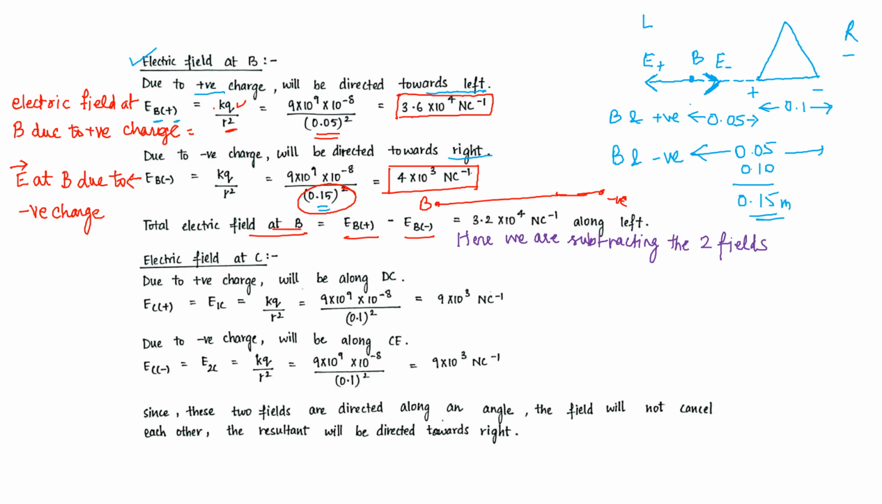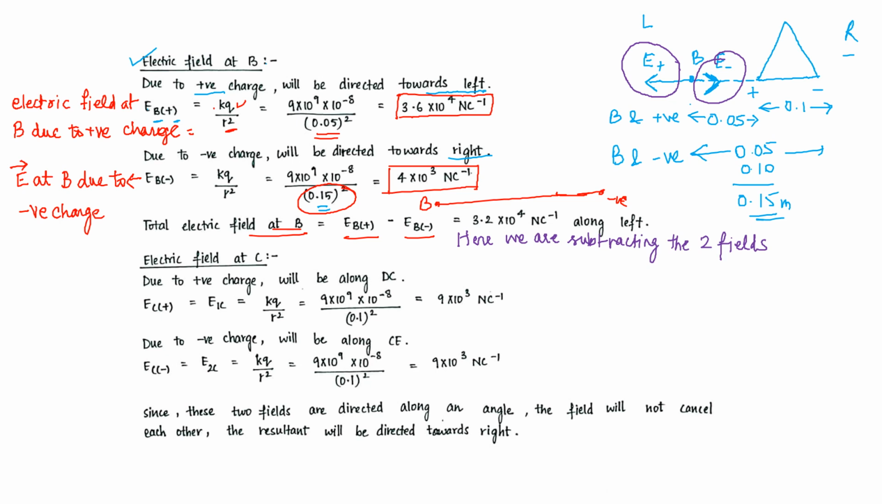Why in our second case we are subtracting? The answer is very simple. See, this is going in left direction. This is going in right direction. So whenever two things are going in opposite direction, how can we add them up? The resultant will be the subtraction of the two fields.